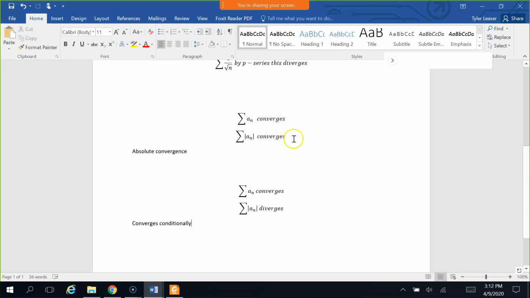One nice thing about this is that if you know that your absolute value series converges, you automatically get that the original series converges.